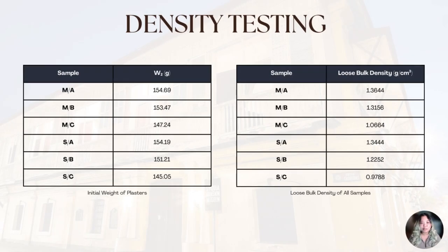For density, increased lime content correlated with lower loose bulk density, as seen in sample MC, where its density is 1.0664 grams per cubic centimeter, which is lower than MA at 1.3644 grams per cubic centimeter, and MB at 1.3156 grams per cubic centimeter. While not always directly correlated, a 1:2 lime to sand ratio may be more effective at maximizing density, as seen in MA and SA compared to MB and SB.